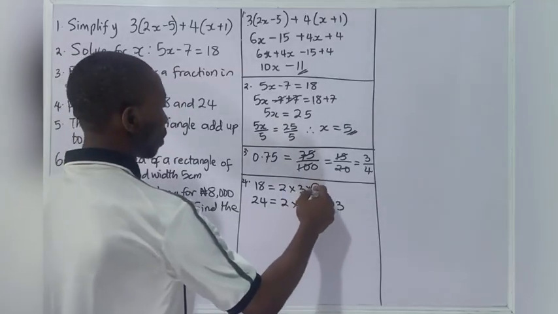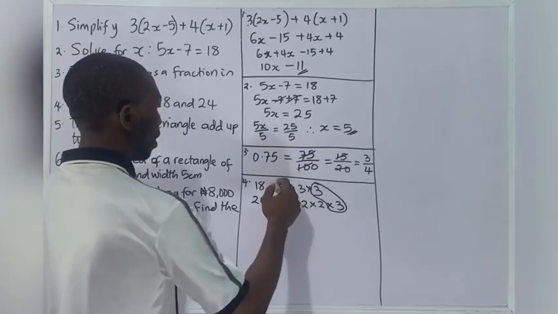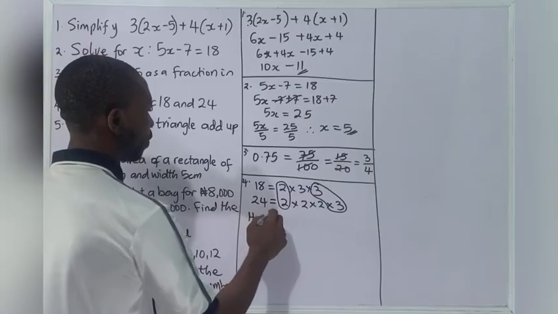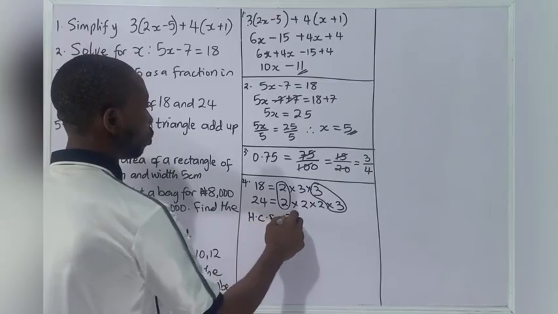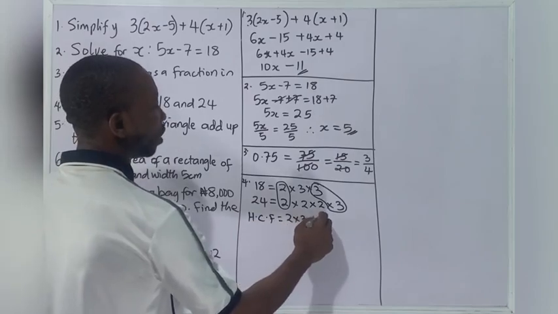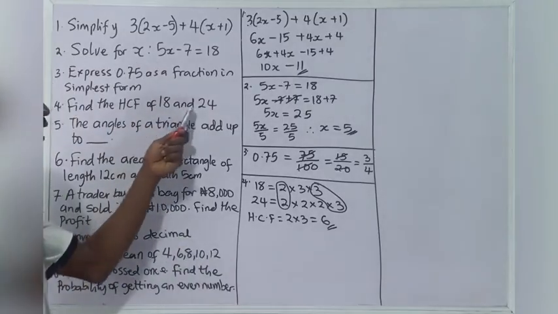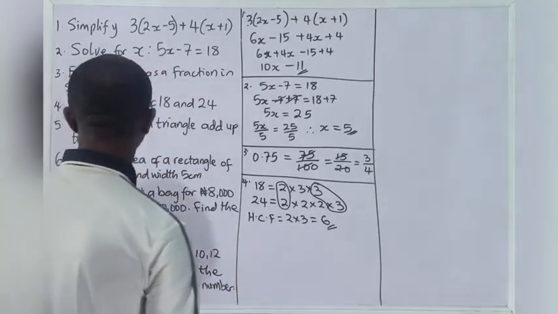So now for our highest factor, let's group together the common 3 and 2. So our highest common factor will become 2 times 3, which is 6. So the highest common factor that can divide 18 and 24 will be 6.